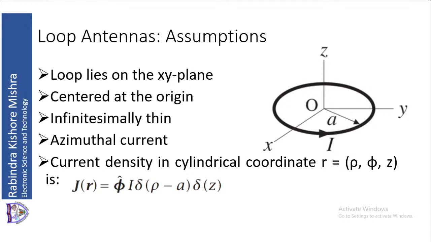But we are not going to consider the loop antenna or all the antennas that I discussed now. We will be considering a very limited number of antennas. Let us look at those limited number of antennas. So first we will start with Hertzian dipole.